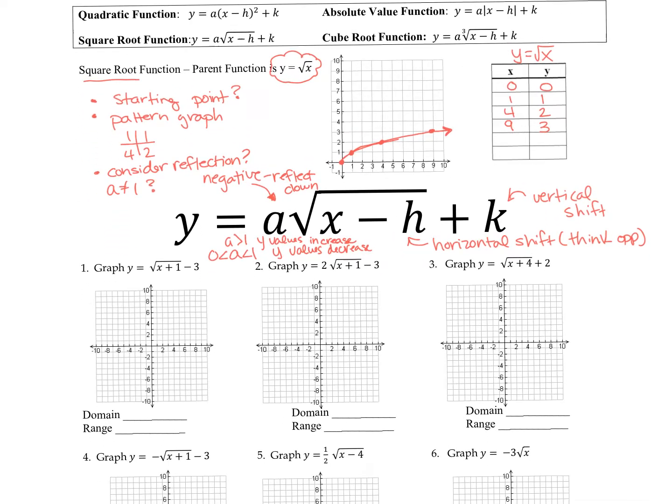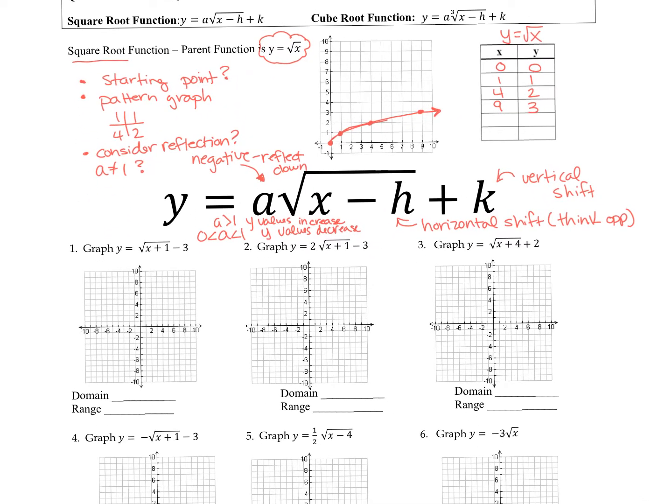The first graph, we'll notice that my a value is 1. So this graph has not been reflected. It's not been any kind of dilation of any type. But I do notice that I move down 3 in the vertical direction. So I'm going to go down 3 from my starting point. And then remember to think the opposite. So I'm going to move over to negative 1. So my starting point is going to be down 3 and to the left 1. So my starting point will be negative 1, negative 3.